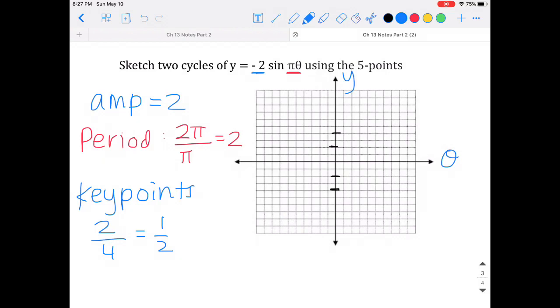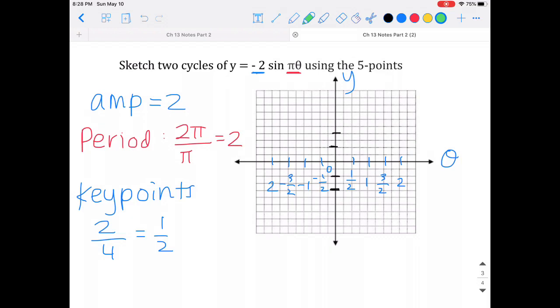So we can label everything. We start at the origin at 0, then we're at 1/2, and we're adding 1/2 each time. So we get to 1, then 3/2, and 2. And I'm going to label it in the negative direction as well. Negative 1/2, negative 1, negative 3/2, and negative 2.